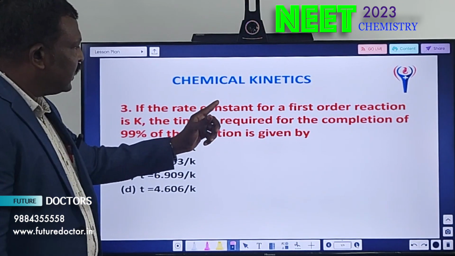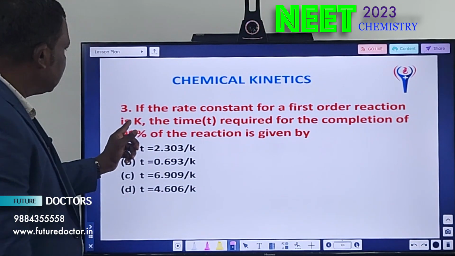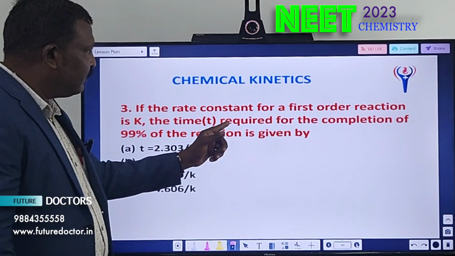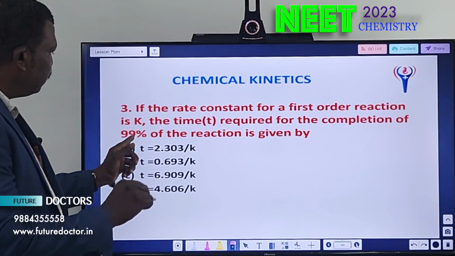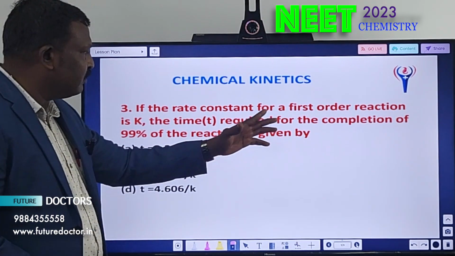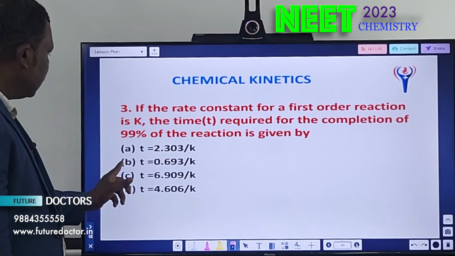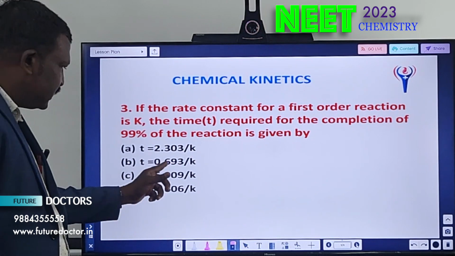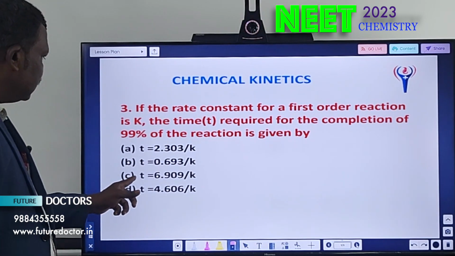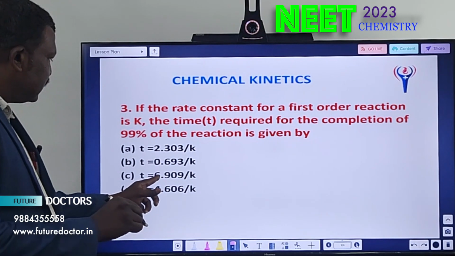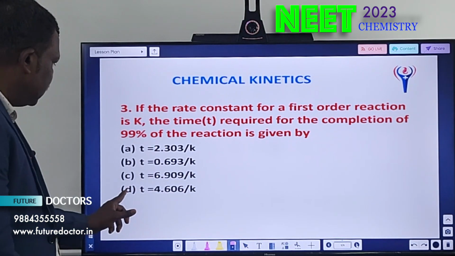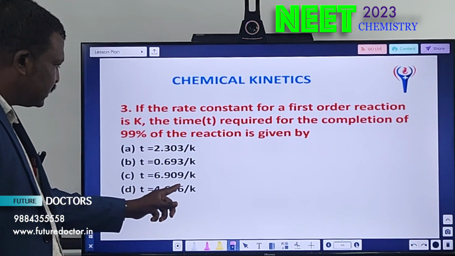Third question. If the rate constant for a first order reaction is K, the time required for the completion of 99% of the reaction is given by: option A, t is equal to 2.303 by K. Option B, t is equal to 0.693 by K. Option C, t is equal to 6.909 by K. Option D, t is equal to 4.606 by K.